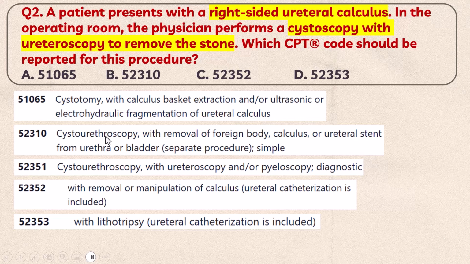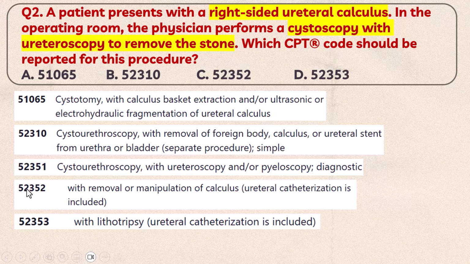52310 is cystoureteroscopy with removal of foreign body, calculus or ureteral stent from the urethra or bladder, separate procedure, simple. So here it says cystourethroscopy and not ureteroscopy. So when you go to the other answer, 52351 is cystoureteroscopy with ureteroscopy, endopyeloscopy, diagnostic. But in our case, this is therapeutic. We are removing the stone.